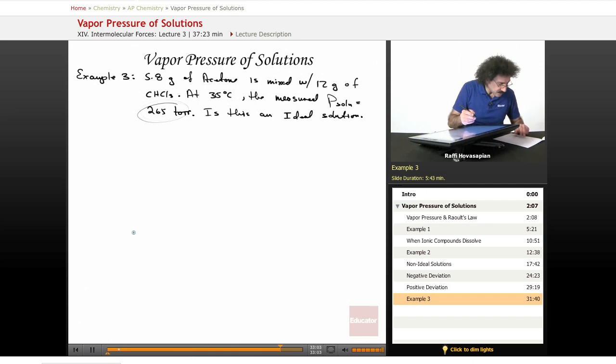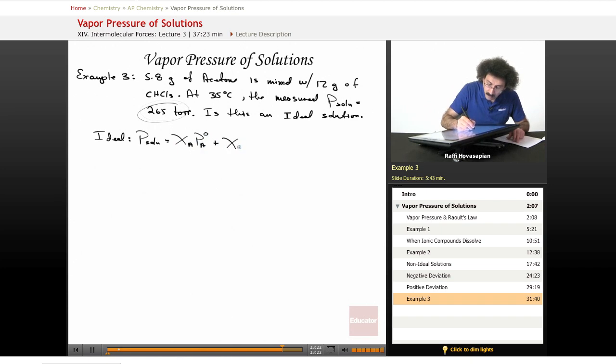Okay, so our ideal P solution equals the mole fraction of acetone, I'll just call it A, times the normal vapor pressure of acetone plus the mole fraction of CHCl3 times the vapor pressure of CHCl3. Here we go again, chemistry with all of its symbolism all over the place.